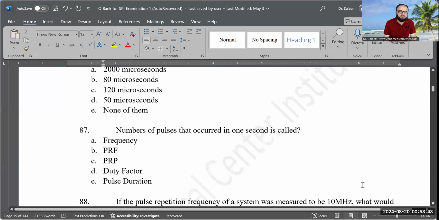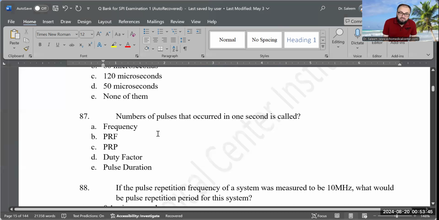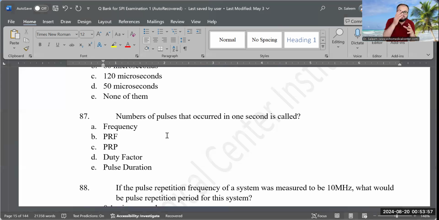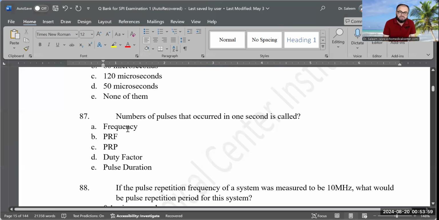Let's do this one. The number of pulses that occur in 1 second is called what? It's a definition, so which option really explains the above definition? Frequency, PRF (pulse repetition frequency), PRP (pulse repetition period), duty factor, or pulse duration. What do you think, which one is the correct answer? Carefully.